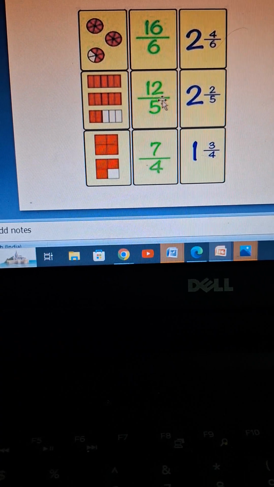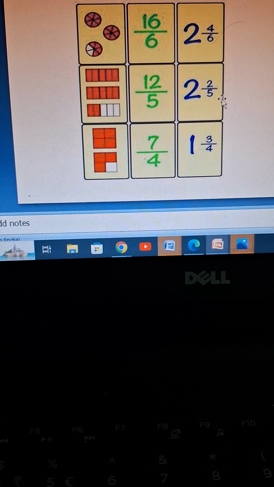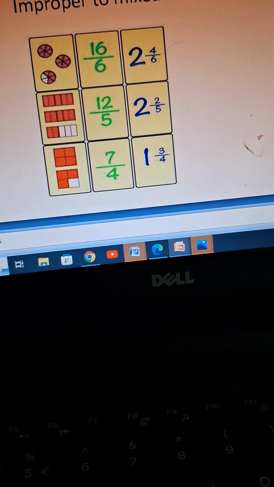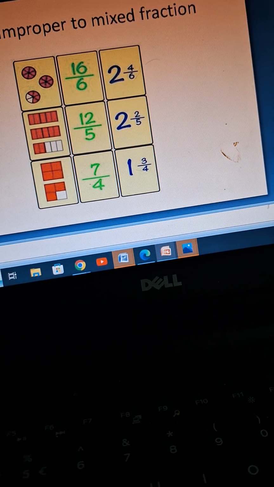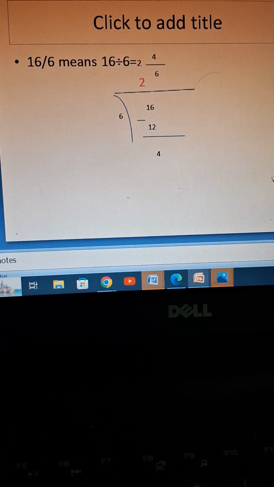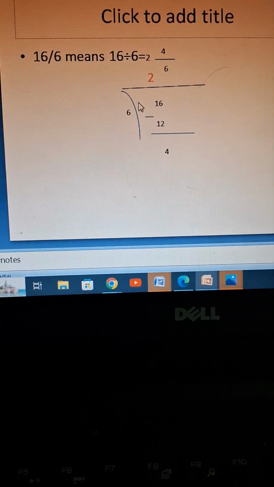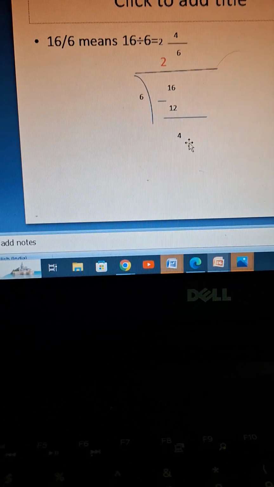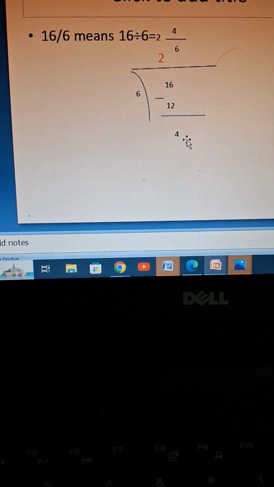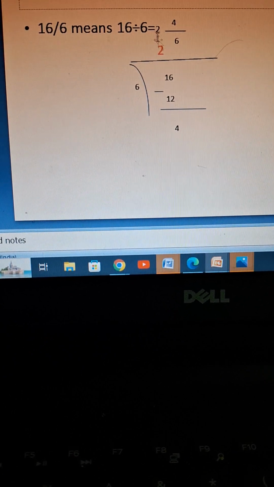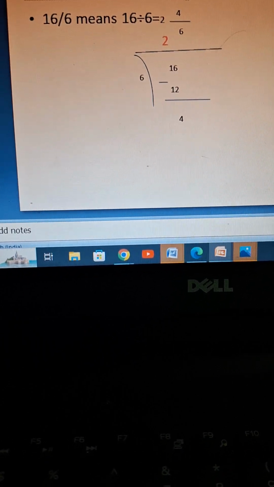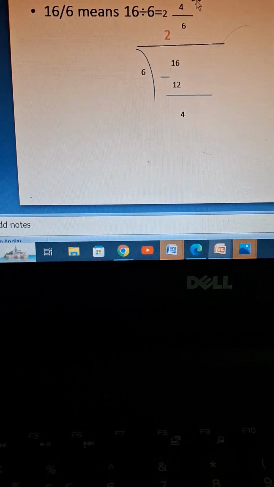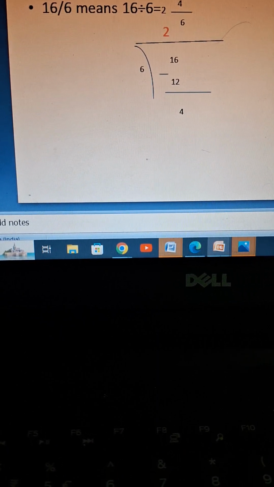So we can convert an improper fraction to a mixed fraction by dividing. For example, here we can see 16 by 6. It means we will divide 16 by 6. 6 twos are 12 and the remainder is 4. How can we write this? What will we write here? 2. It means the 2 wholes are colored. So 2, and remainder by divisor. Okay. Quotient, remainder by divisor. So this is a mixed fraction.